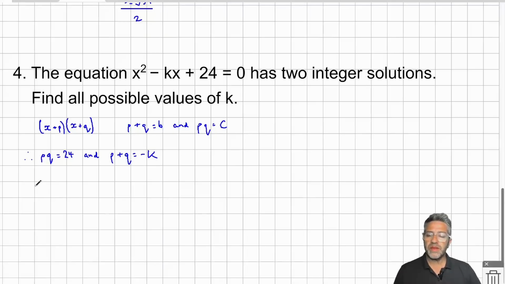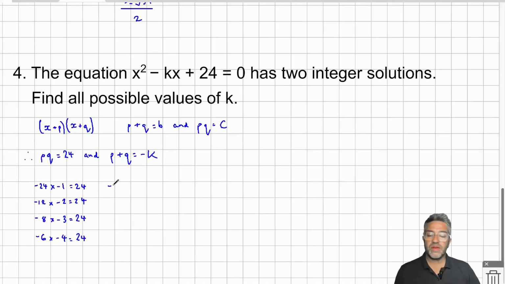So here we go. Negative 24 times negative 1 equals 24. Negative 12 times negative 2 equals 24. Negative 8 times negative 3 equals 24. Negative 6 times negative 4 equals 24. I don't believe I've missed any pairs of factors. But we now need to work out this value of k.